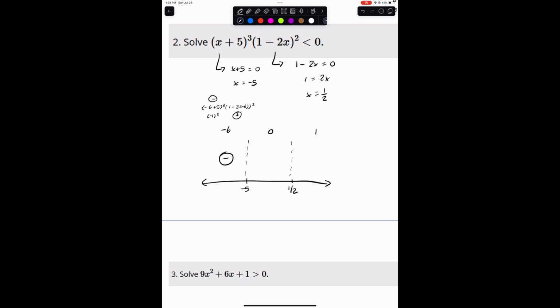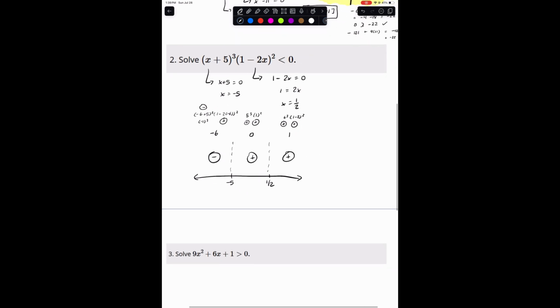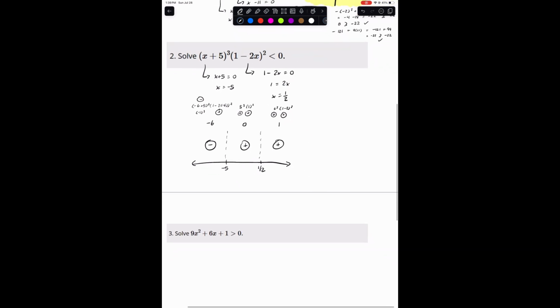We get 5 cubed times 1 squared, which is positive, positive, which is positive. If we put in 1, we get 6 cubed, 1 minus 2 squared. So that's positive. Anything squared is positive. So that's another square. So our only number that works would be anything negative 5 and down, right?